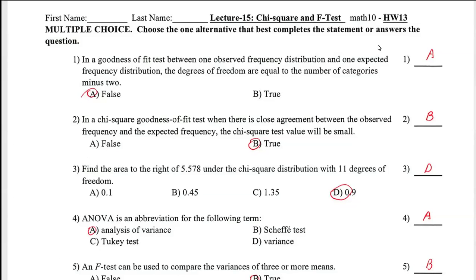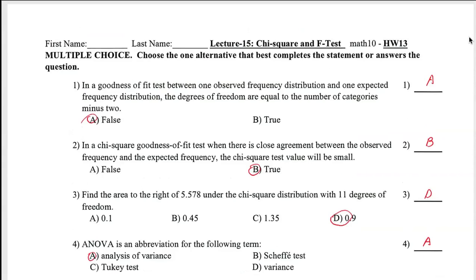So this homework 15 is to cover the chi-square test and the F test we just covered. It's relatively short here. We only have less than 10 questions. Okay, so we will go over this relatively quick.